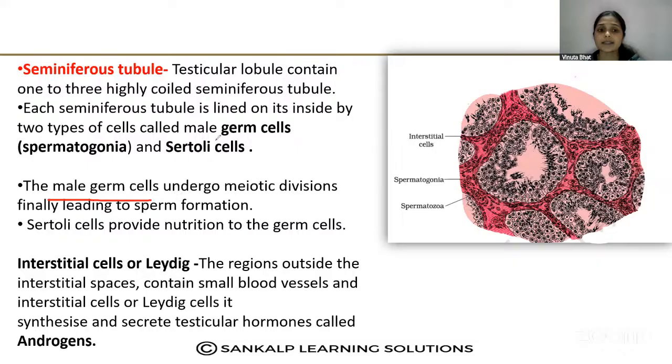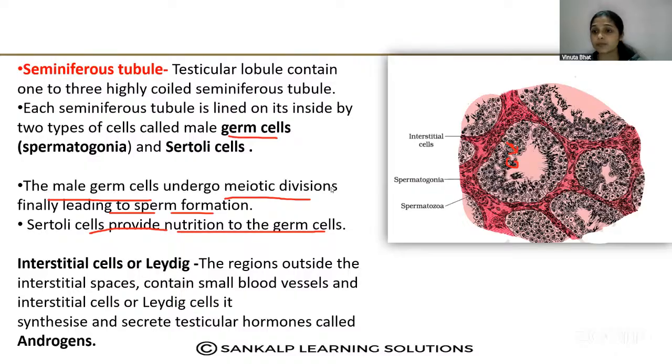What is the function? The male germ cells, the spermatogonia, which are diploid in condition, undergo meiotic divisions, which lead to the formation of sperms. Sertoli cells provide nutrition to the germ cells. The sperms are produced by the male germ cells, and the Sertoli cells provide the nutrition for that.